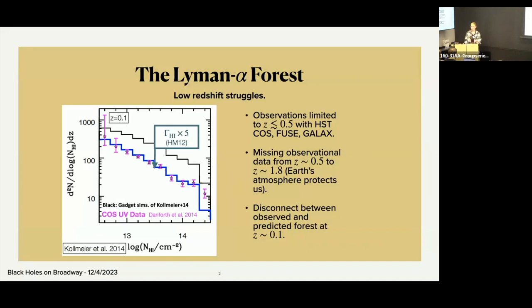We also do not have a lot of observational data of the low redshift Lyman alpha forest because we require space-based telescopes to get spectra in the UV at very high resolution.